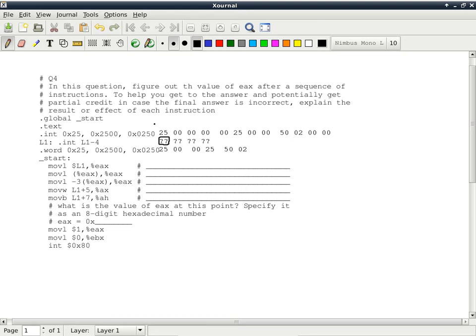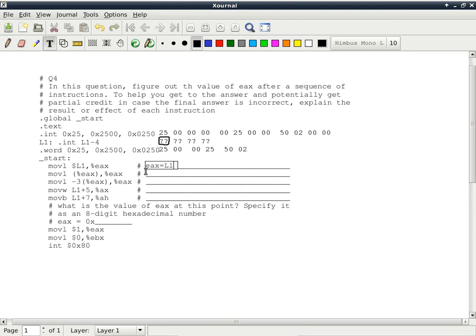All right. So now that we know this stuff here, what does the first instruction do? The first instruction will copy L1 to EAX. In other words, EAX will now contain the address of this byte here. Is that making any sense? Okay. So what I would write here is EAX equals L1. Not $L1, but L1 itself.